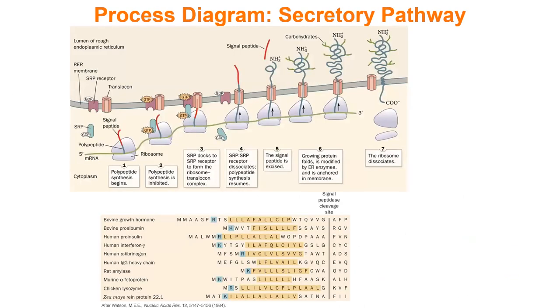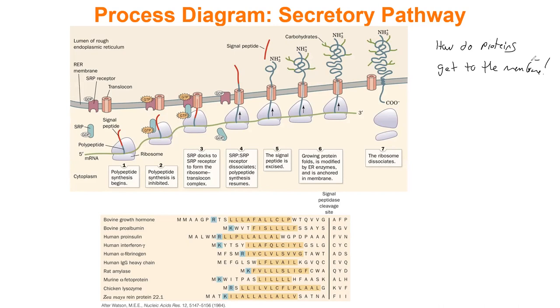All right, so here I'm going to take a step back. We're going to talk about the secretory pathway. We've been talking about membrane proteins, so this is really asking: how do proteins get to the membrane? If I'm making a membrane protein, how do I actually make that membrane protein? For example, here we're looking at integral membrane proteins.